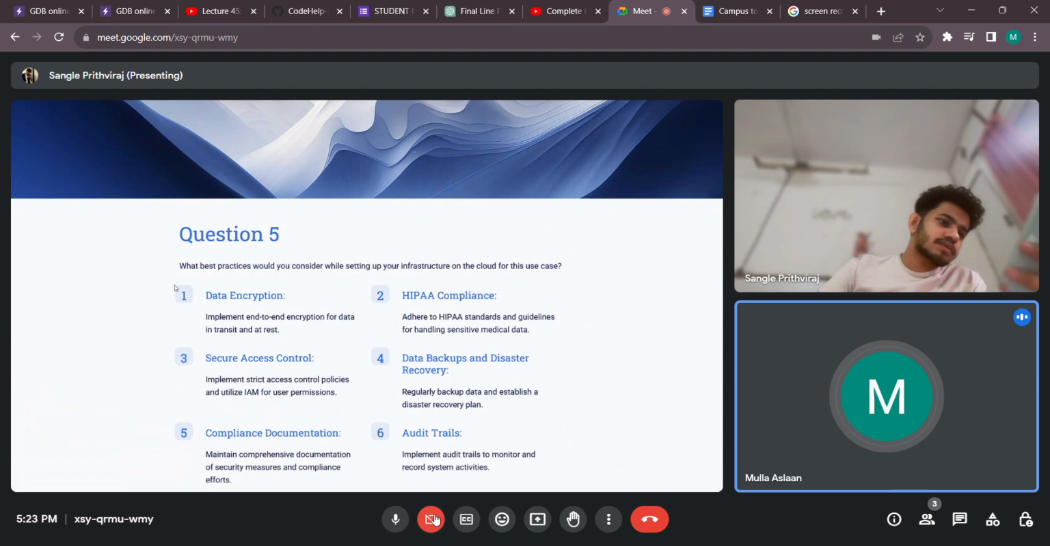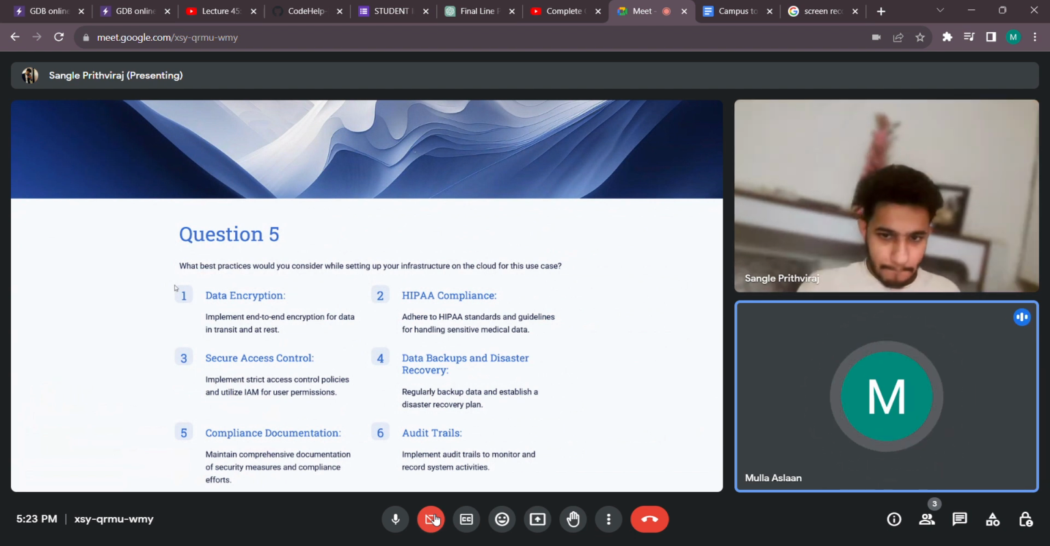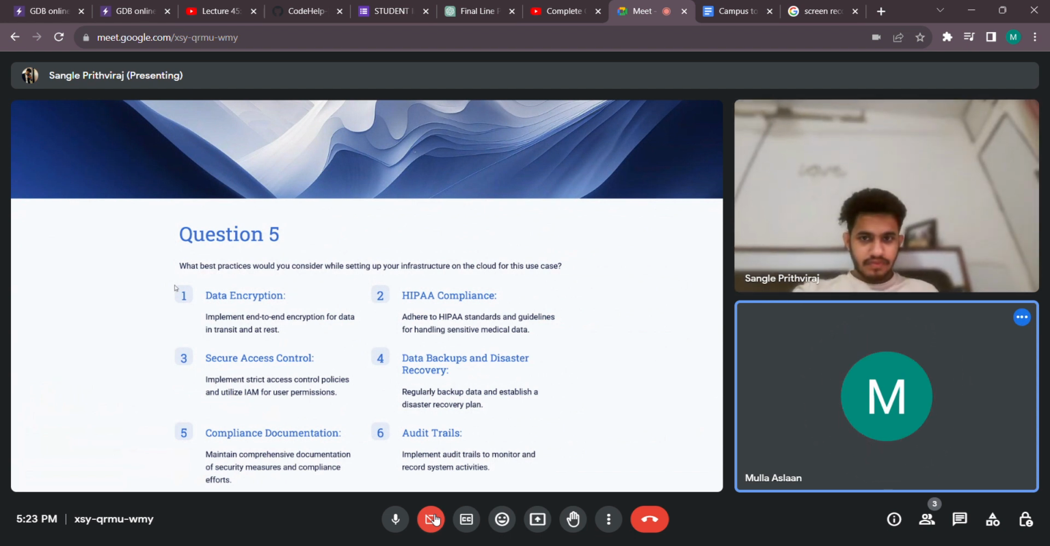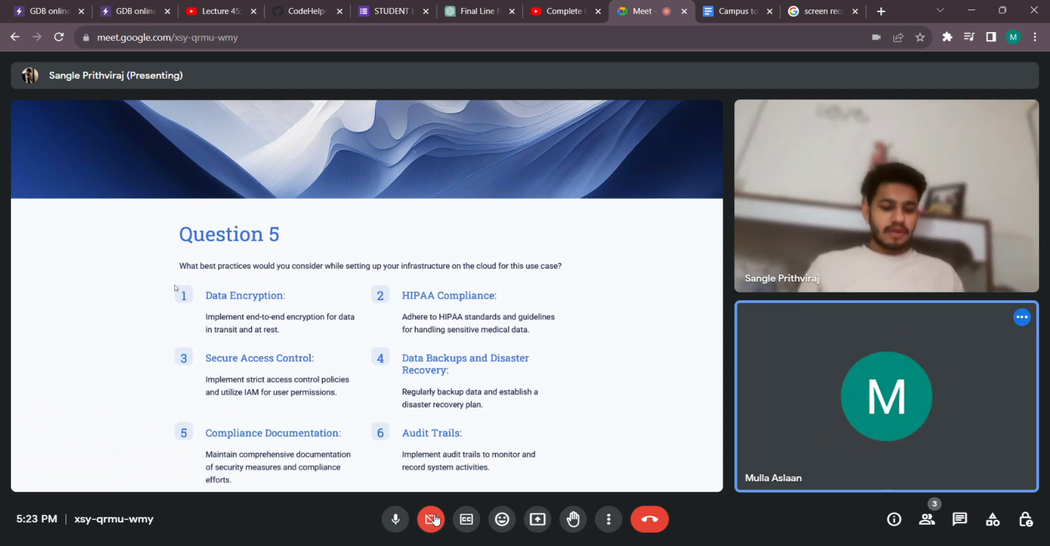The first pillar of these practices is data encryption. Just as we protect sensitive information with a lock and a key, we implement end-to-end encryption for data in transit and at rest.